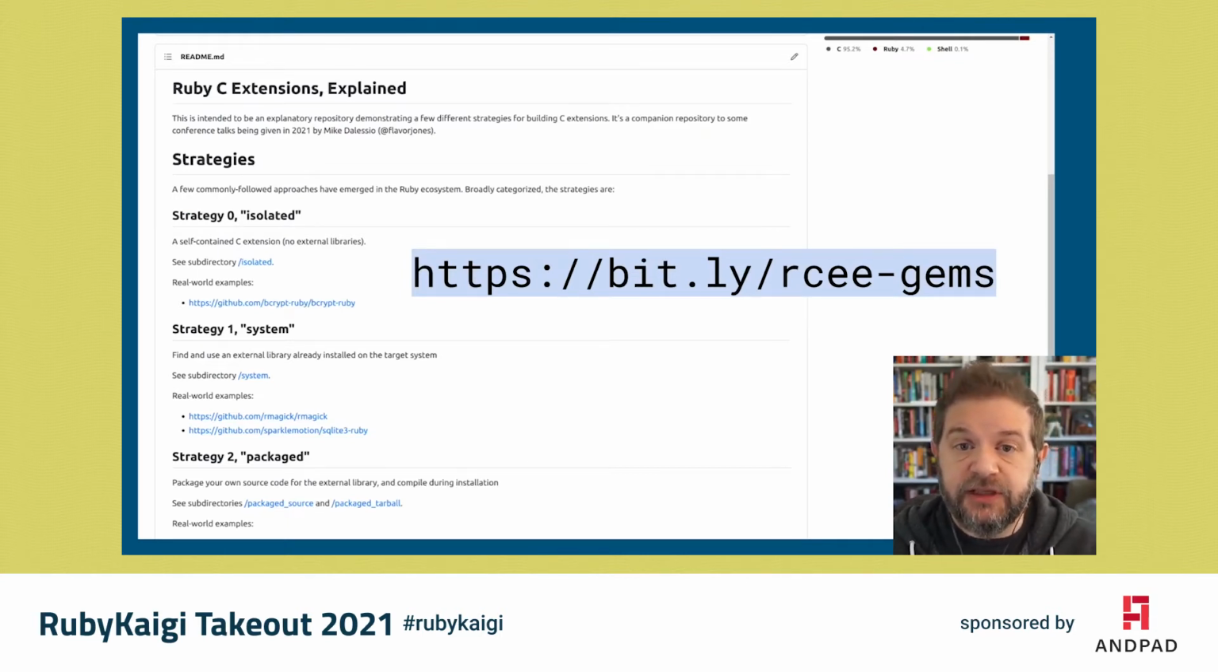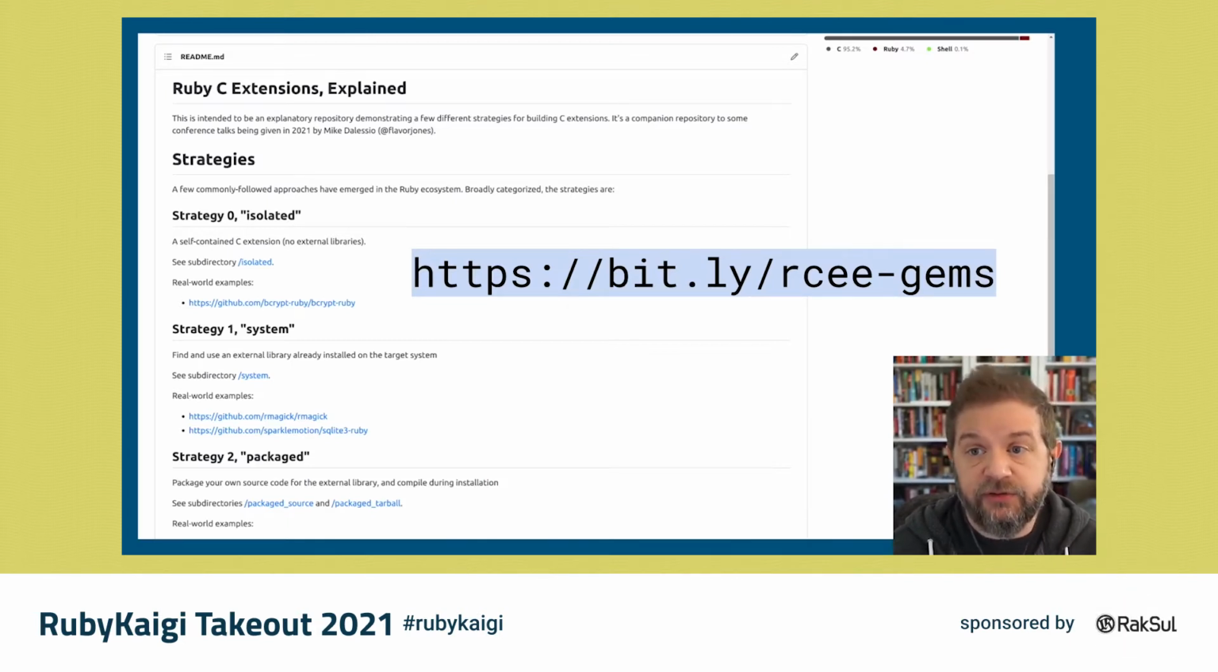All of the code I'm presenting here is available in a GitHub project I started named Ruby C Extensions Explained. Here's a short link for it, so if you want to follow along, please clone the repo and feel free to run this on your own system. All these gems actually work.